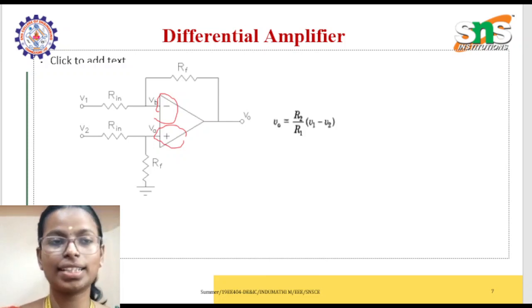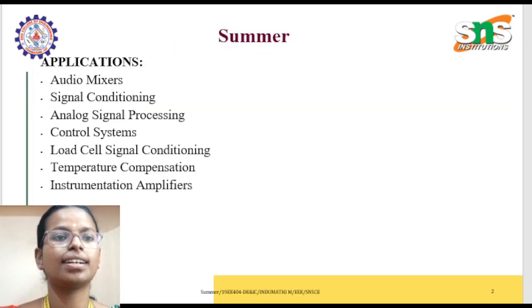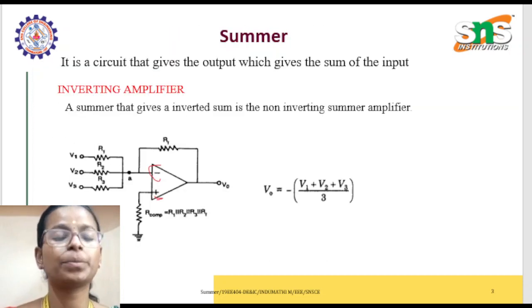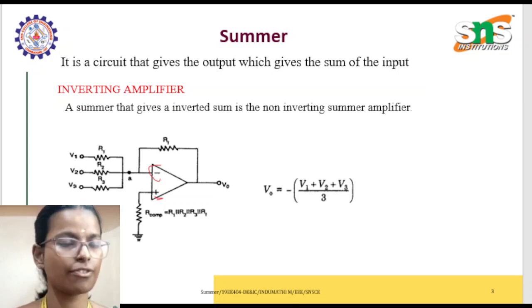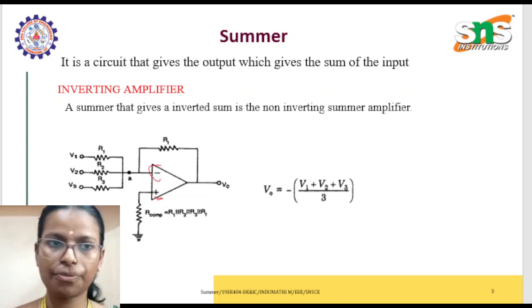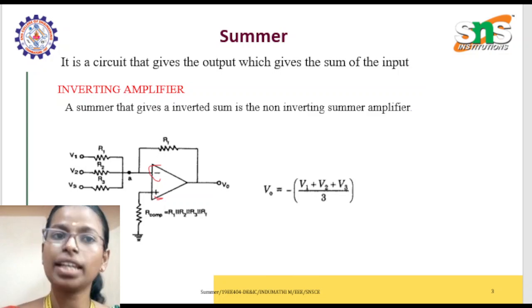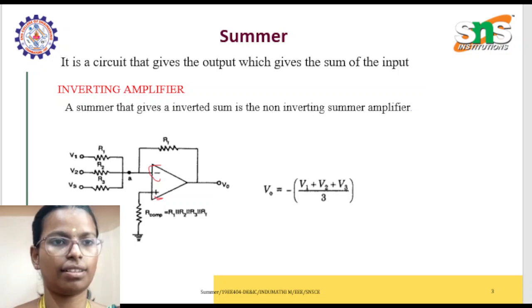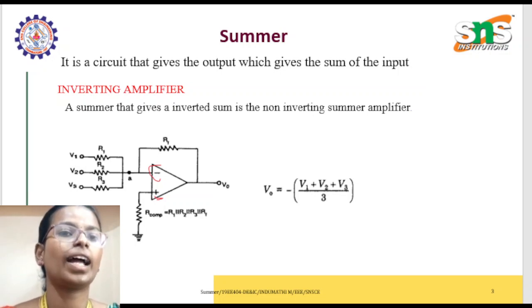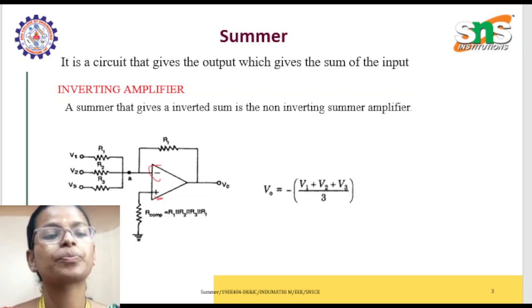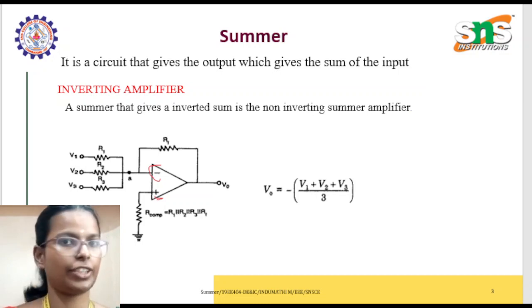So let's go through what we have discussed here. We covered the summing amplifier: the inverting and non-inverting amplifier and the applications of the summing amplifier. Next was the differential amplifier. The summing amplifier adds the n number of inputs and gives the output.